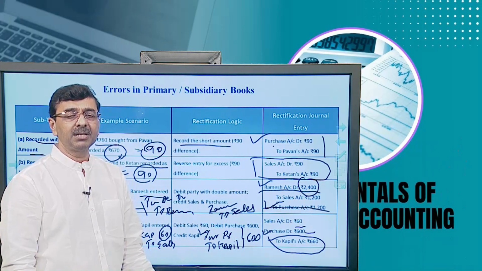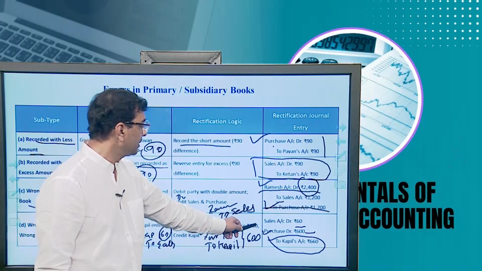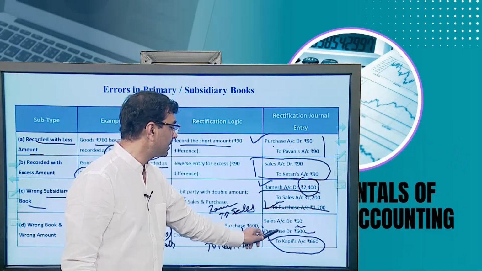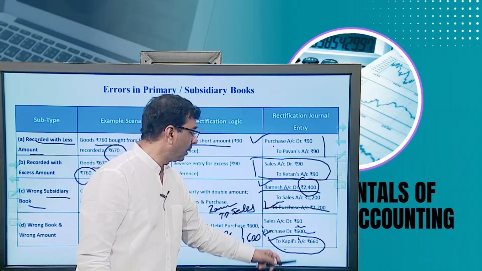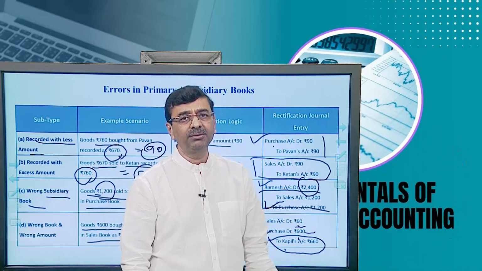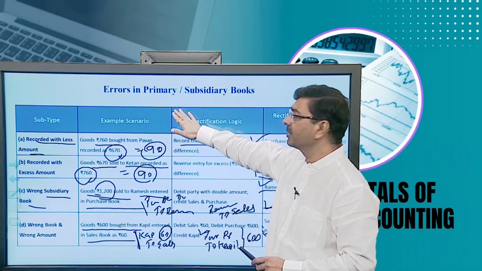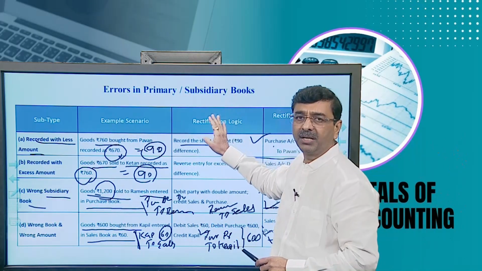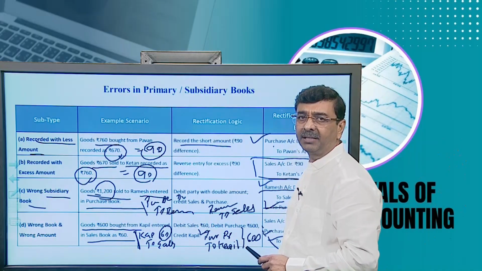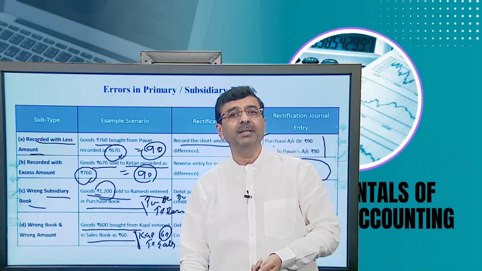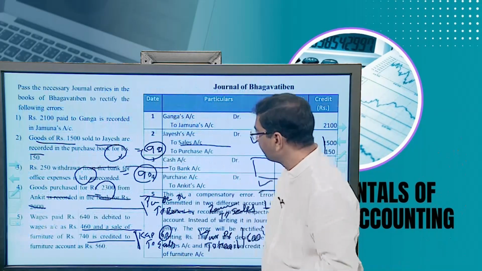So the rectification of this error is: sales account debit 60, purchase account debit 600, to Kapil's account 660 rupees. This is the way to find out any kind of error in a primary book or a subsidiary book, and how it will be rectified in the books of accounts. This also does not affect the trial balance.